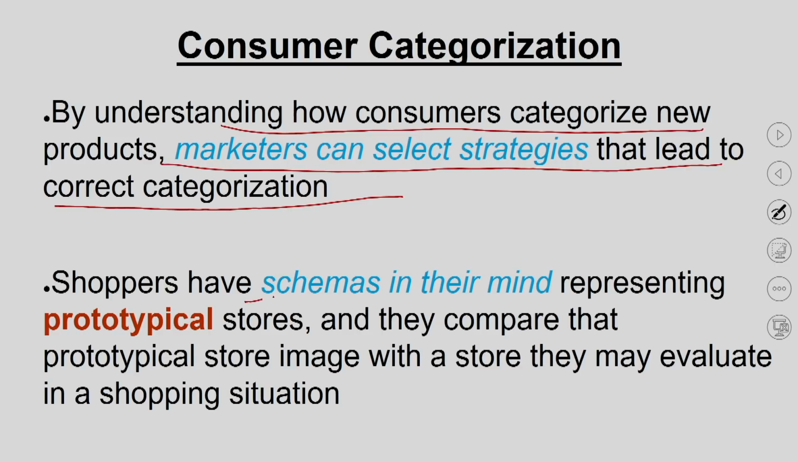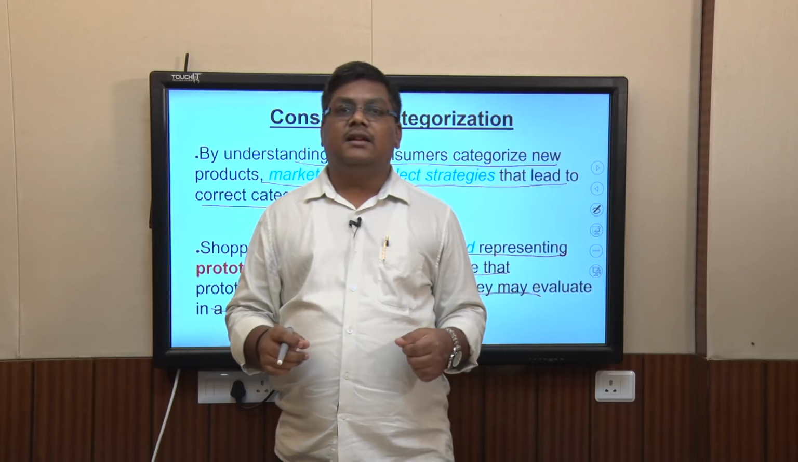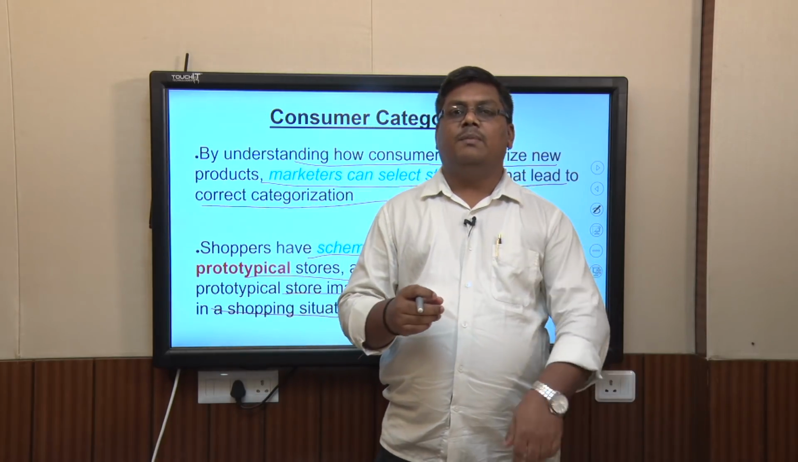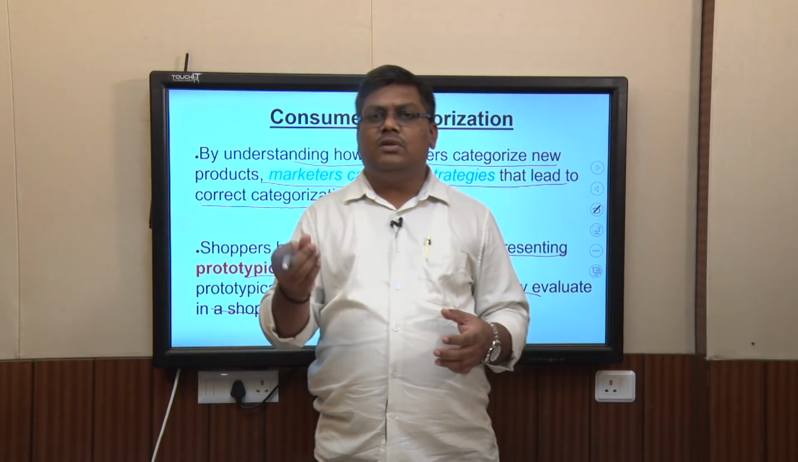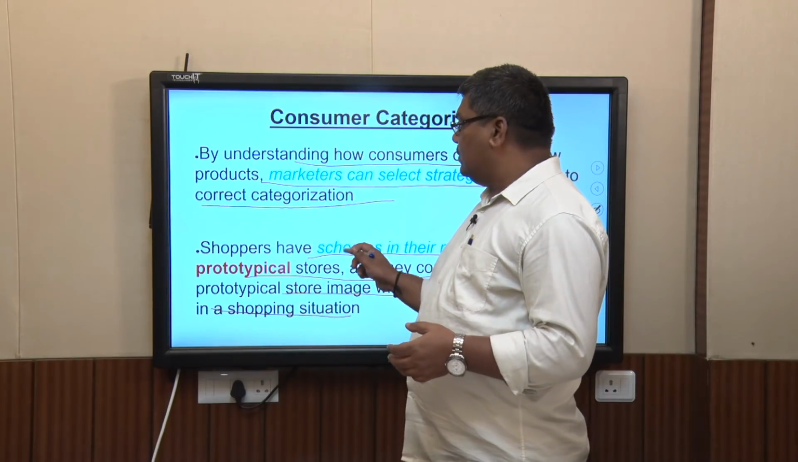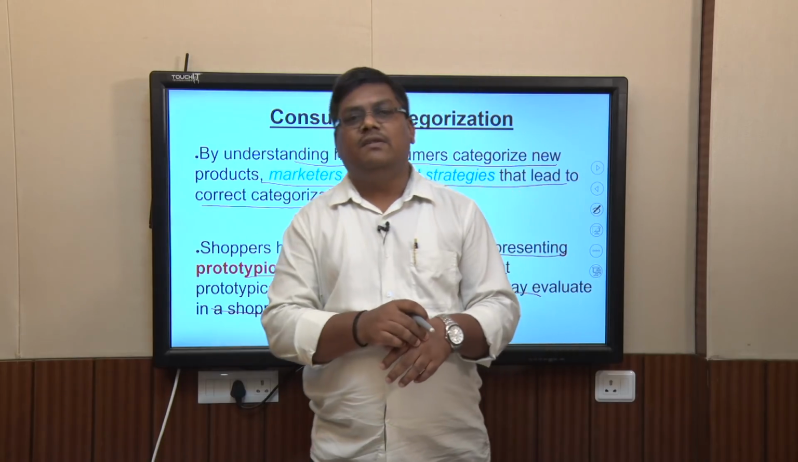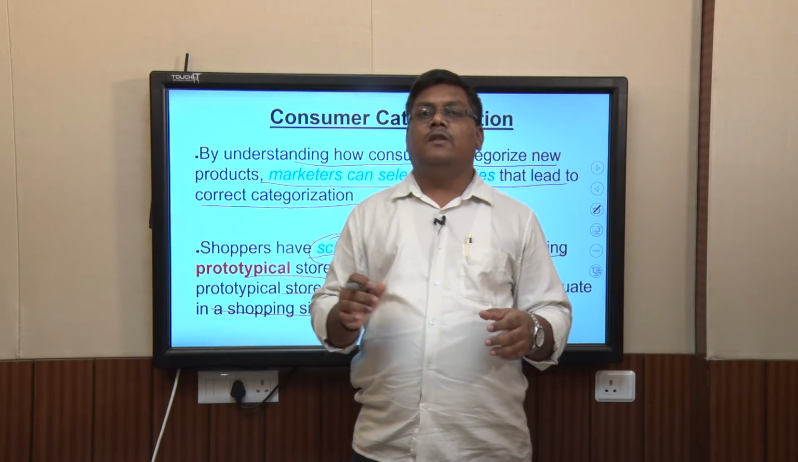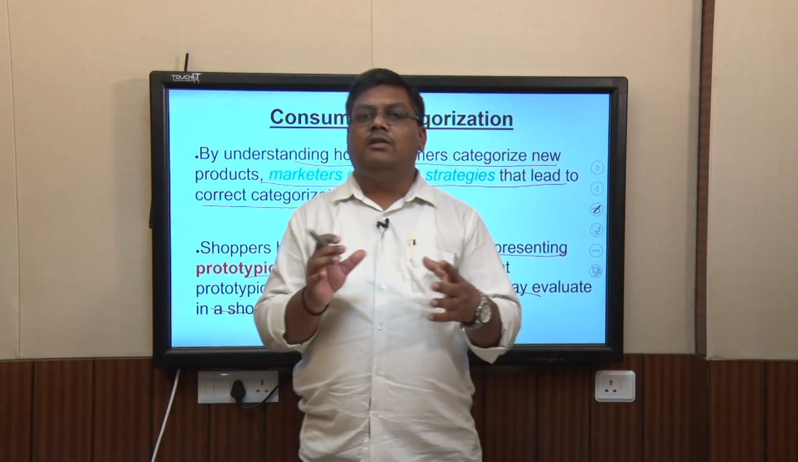Now, shoppers have schemas in their mind which represent prototypical stores, and they compare these prototypical store images with the stores that they may evaluate in shopping. Another thing the consumer does is that it is not only the process of categorization used in buying a product; in terms of stores also the consumer has a particular schema. For example, if the consumer is looking to buy a new pair of Levi's jeans, he has a particular idea of a store, or if he is buying a new book from a bookshop, he has a particular schema of how the bookshop looks like.